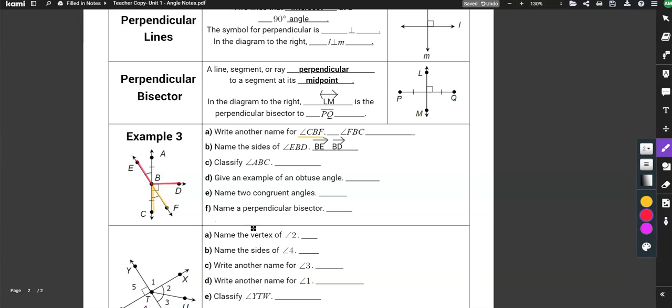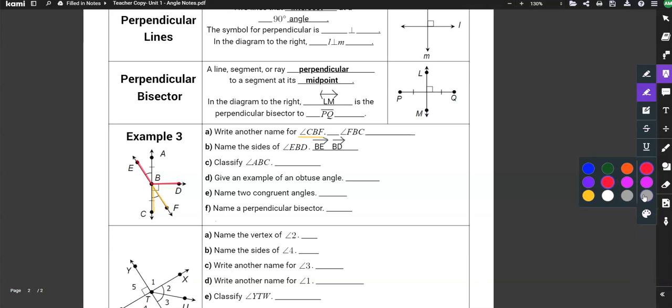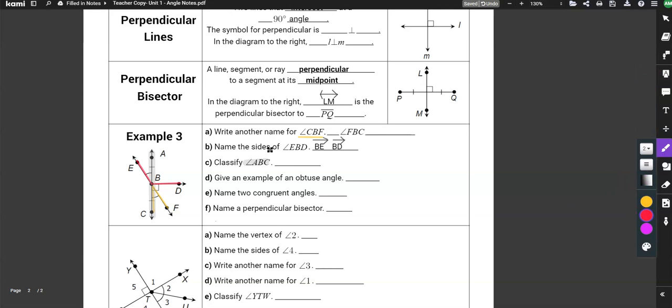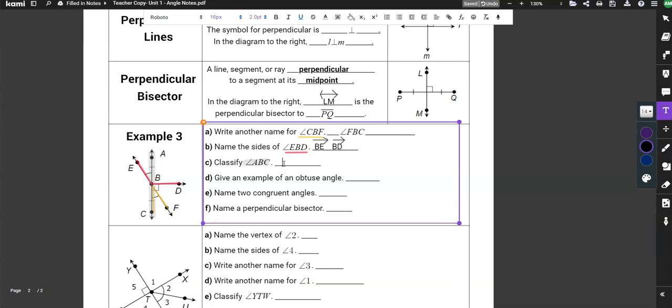Next up, we're going to classify angle ABC. And if we look at angle ABC, we will find that it is a straight line. So that is a straight angle. Type that in.